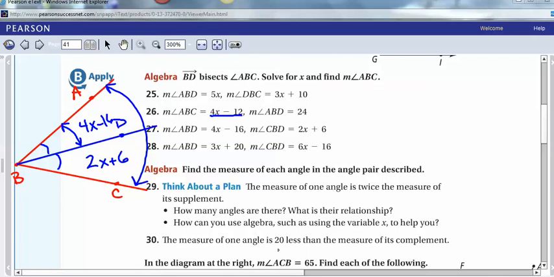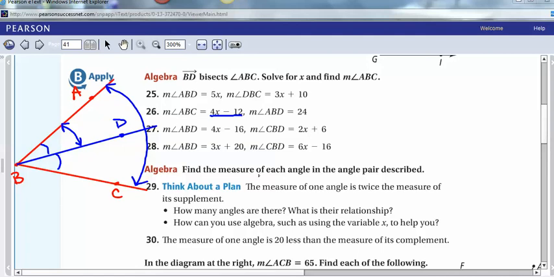And then on 28, ABD is 3x plus 20. CBD is 6x minus 16. Same format. Okay? Agreed? Any questions on any of those 5 problems?